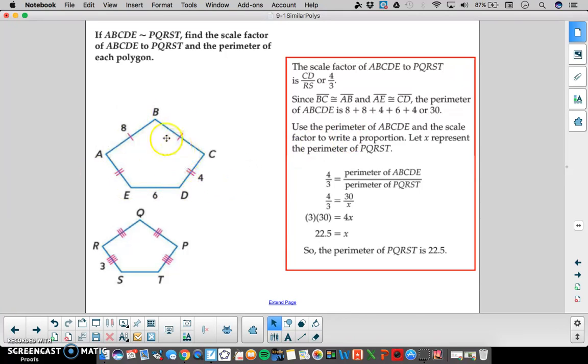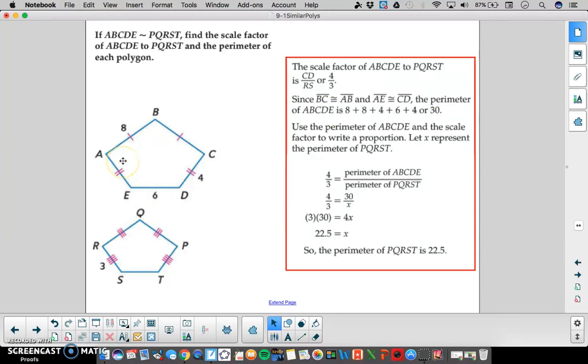Now I also know some pieces are congruent based on those dashes that I see on the picture. I know AB is going to be congruent to BC, so BC has a measure of 8. I also know that AE and CD are congruent, so both of those have a measure of 4. So I can find the perimeter of ABCDE by just adding up those sides, and I get a perimeter of 30.